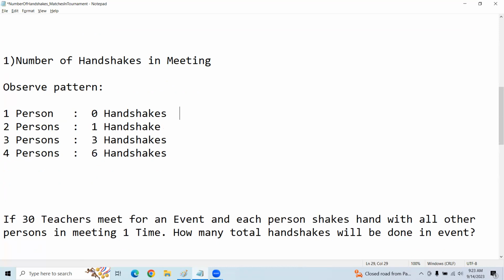So we have noted down all the numbers of persons and the respective handshakes. Now we need to look at all these 4 pairs and see if there is any common pattern that is followed across all the numbers, all the pairs.